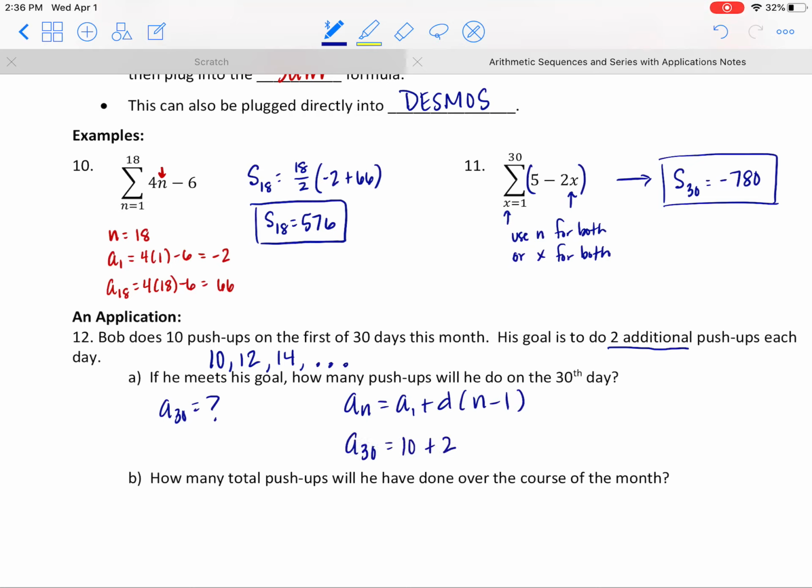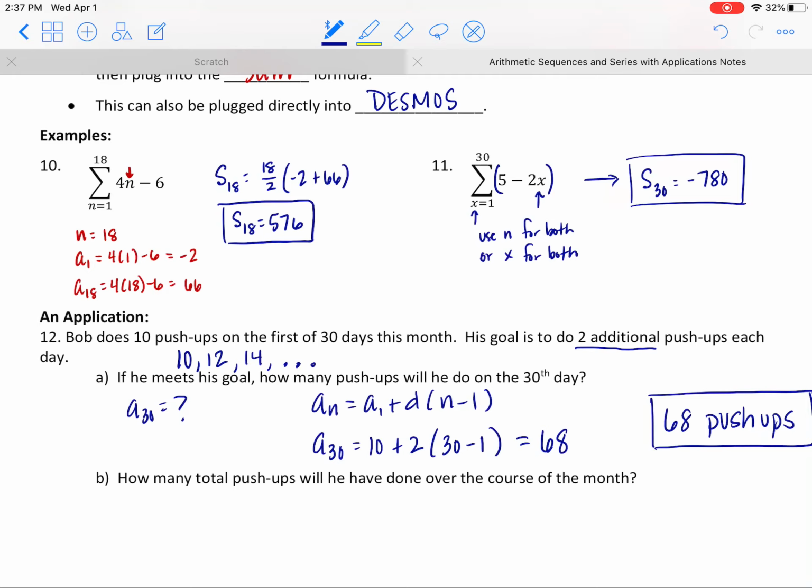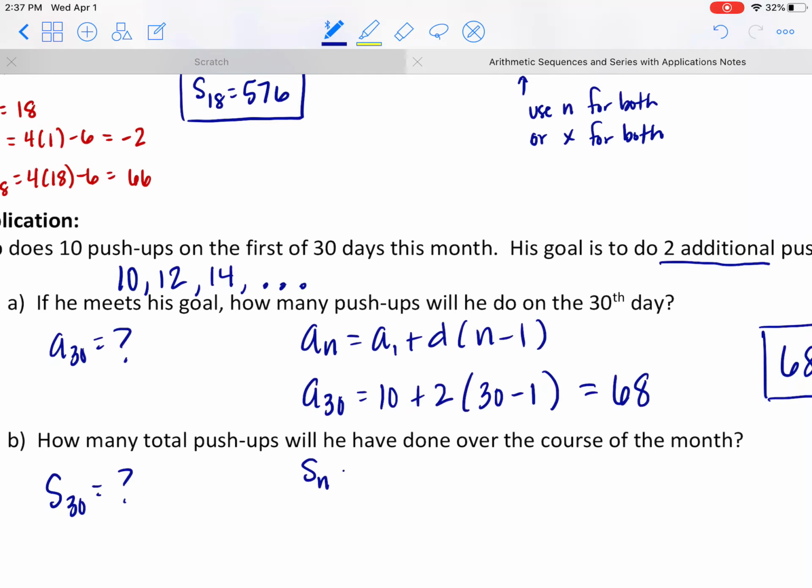Okay, so part B, how many total push-ups is he going to have done over the course of the month? Total push-ups means if I added up all the push-ups he did on all 30 of those days, how many would he have done all together? So this question is asking what's the sum for the 30 days? Okay, so our sum formula says the sum of n terms is n over 2 times first term plus last term. So the sum for the 30 days would be 30 over 2.